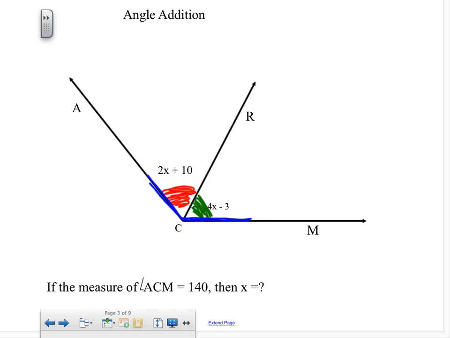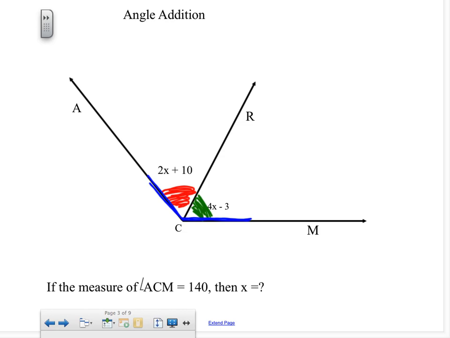Now there are a couple things we can do when we see equations like this and variables like this. There are a couple basic strategies we deal with. One is the two pieces have the same measurement. And if they have the same measurement, then we set those two variable expressions equal to each other. The other is the two variable expressions add up to equal some larger thing. In that case, we add the two variable expressions and set them equal to the larger thing.